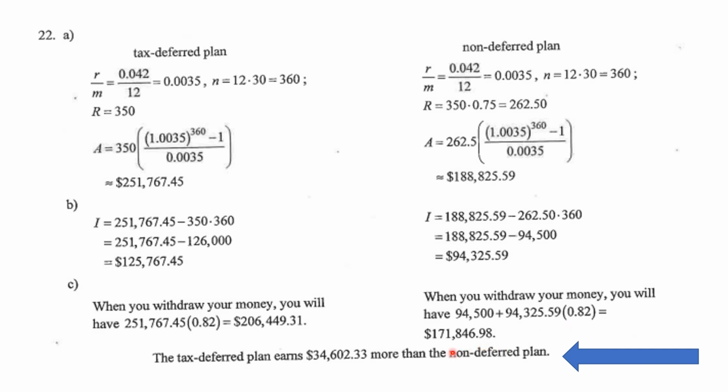You get 171.84698. So if you take the difference between this plan and this plan, you conclude that the tax-deferred plan earned $34,602.33 more than the non-deferred plan, and that is the answer to the problem.